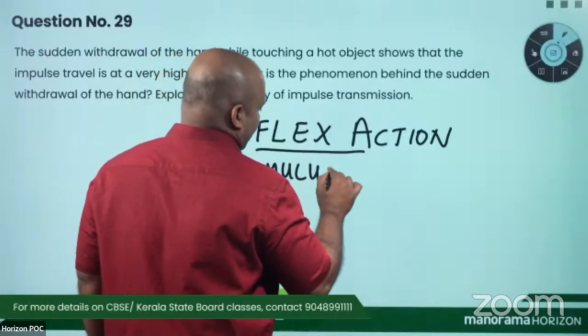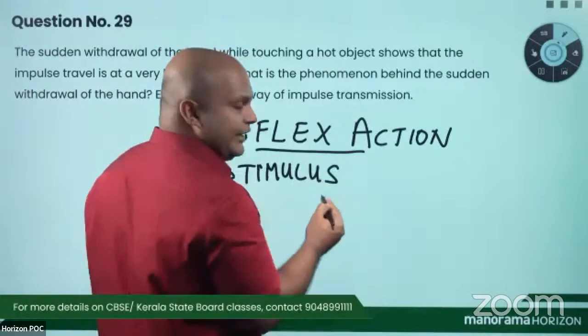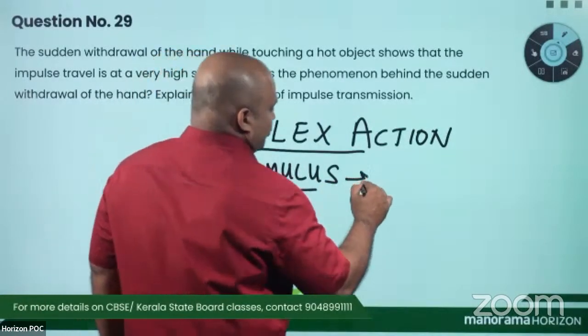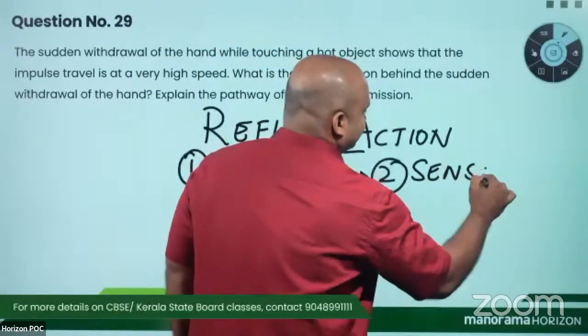It can be pressure, it can be temperature, it can be physical touch. It requires some kind of stimulus. That is the first step. This stimulus then goes to a sensory neuron. What is a sensory neuron?